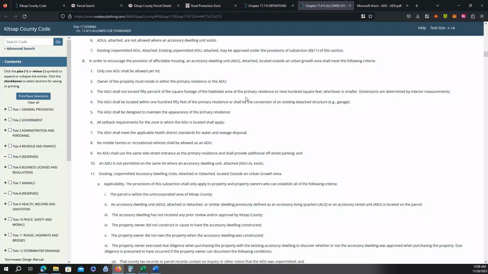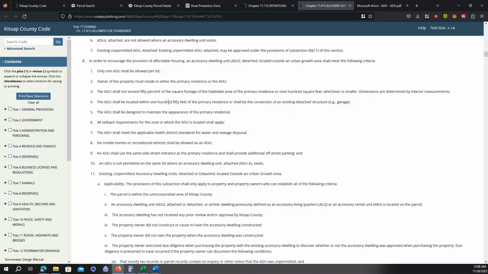Again, the dimensions are determined by the interior measurements. Okay, so this again is going to come into play. You're going to need to know the square footage, or at least what the assessor says your square footage is, to determine if that's 900 or 50%, whichever is smaller.